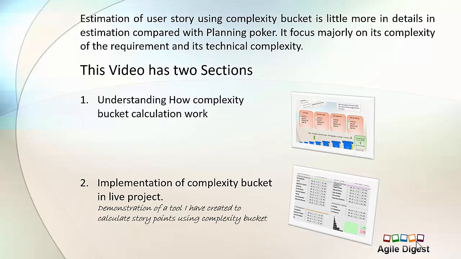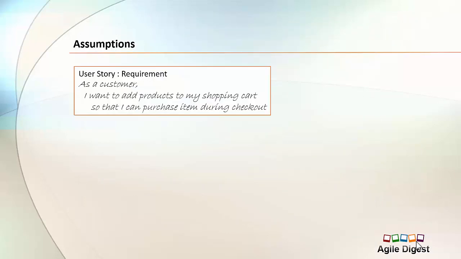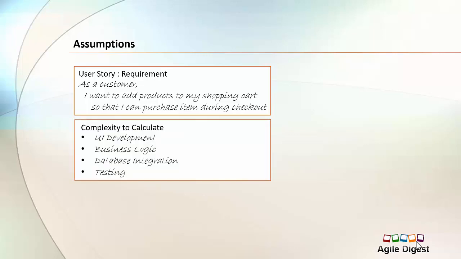We'll demonstrate a tool that I had created for one of my clients and see how we can get story points from different complexity areas. So let's begin with some assumptions. First, we have the requirement of our user story. Let's assume: as a customer, I want to add products to my shopping cart so that I can purchase items during checkout. That's the user story requirement we are assuming. And the areas we are calculating our complexity for are UI development, business logic, database integration, and testing. Those are the four different areas of complexity in this calculation.